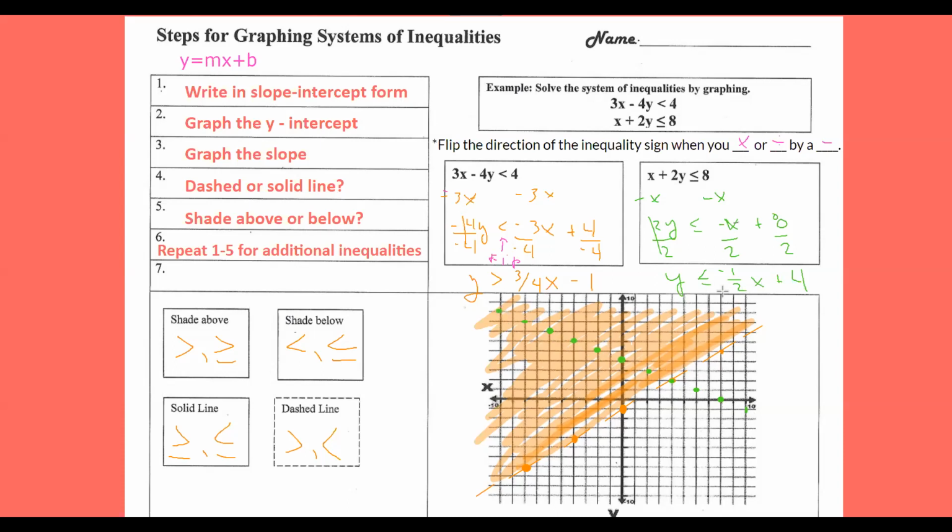Okay, this is a less than or equal to, so that or equal to tells me that I'm going to have a solid line. And it's less than, so that means that I am going to shade down. Now, this is a solid line, so the points on this line are solutions. So our line is included in this one.